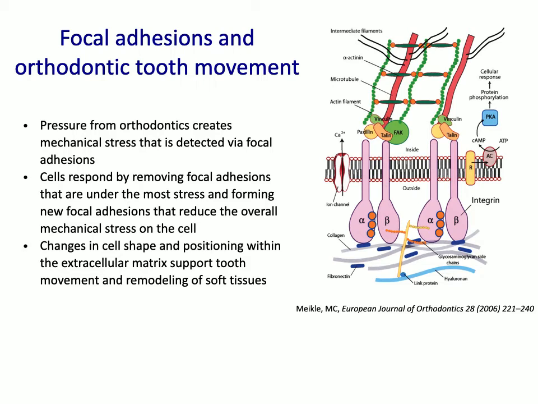During orthodontic treatment, the mechanical pressure on the soft tissues creates a constant stress that is detected by cells via the focal adhesions. And the cells respond to this stress in part by removing the focal adhesions that are under the most stress and then forming new adhesions that are in a less stressful conformation. And the result is changes in cell shape and positioning that lead to remodeling of the soft tissues within the gums.